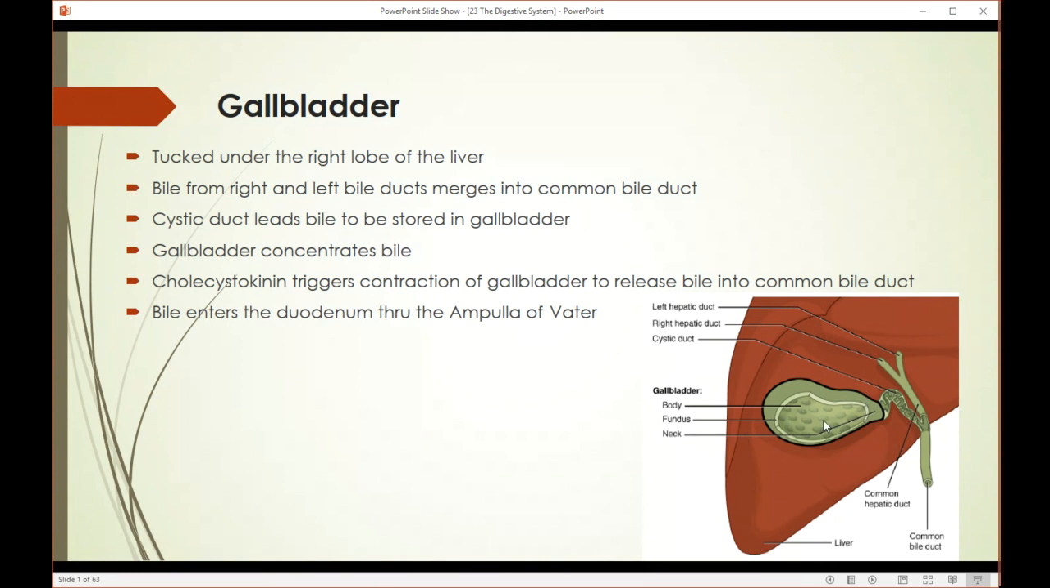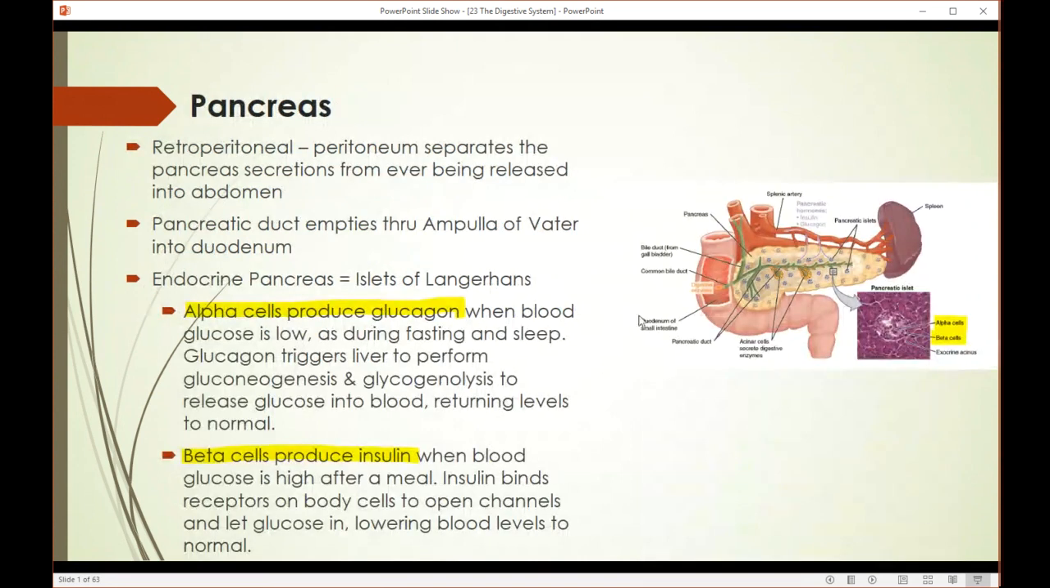The gallbladder concentrates the bile. CCK is going to trigger the action of the gallbladder to release the bile into the common bile duct. Then the bile is going to enter the duodenum through the ampulla of Vater. So there you can see that common bile duct here.